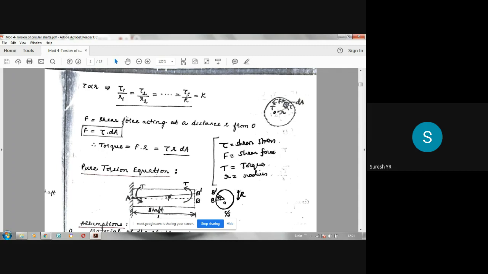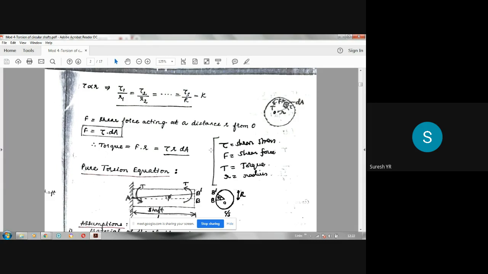Next, what is the torque? What is the relationship? Once you know the value of tau, F can be found out using tau into dA. Then torque T is given by whatever shear force is developing there multiplied by the radial distance. That means F into R. So F into R is the torque. Torque is denoted by T here. So torque, twisting moment, torsional moment: all the three are the same. Three wordings: torque, torsional moment, twisting moment.